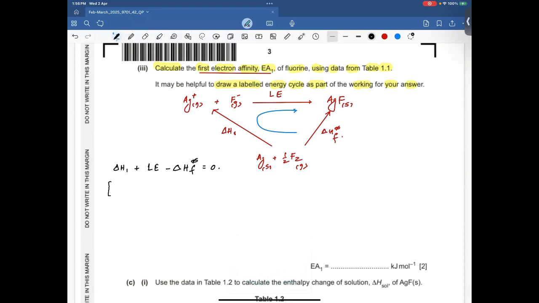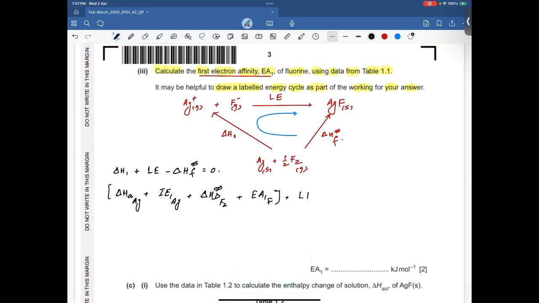Now in delta H1, it is atomization of silver, first ionization energy of silver, atomization of fluorine, first electron affinity of fluorine, that's your delta H1, plus lattice energy minus delta HF equals to 0. Let me plug in the values here.